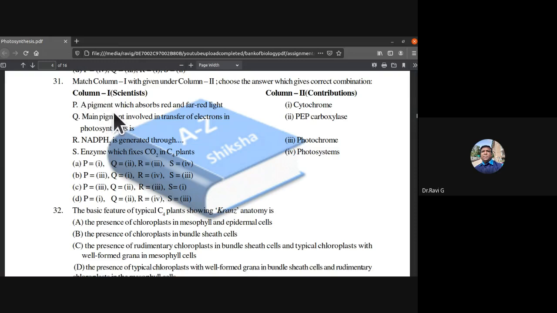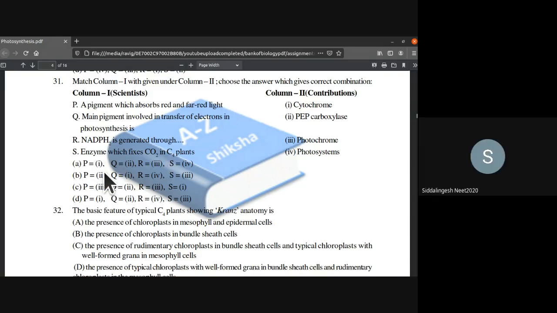Okay. 31st question, match column 1 with column 2. Scientists in column 1, contributions in column 2. So you have to match that properly. A pigment which absorbs red and far red light. Can anyone guess which is that pigment which absorbs red and far red light?